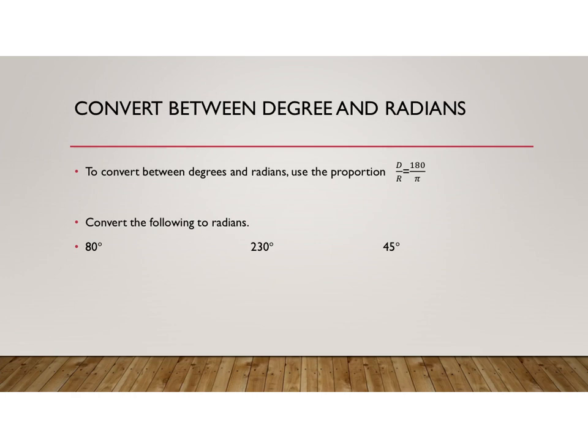All right, so converting between degrees and radians. To convert between degrees and radians, we're going to use the proportion d is to r as 180 is to pi, because there are 180 degrees in pi radians. So to convert the following degrees to radians, I have 80 degrees. I'm going to put 80 in for d, and I'm going to try to find r.